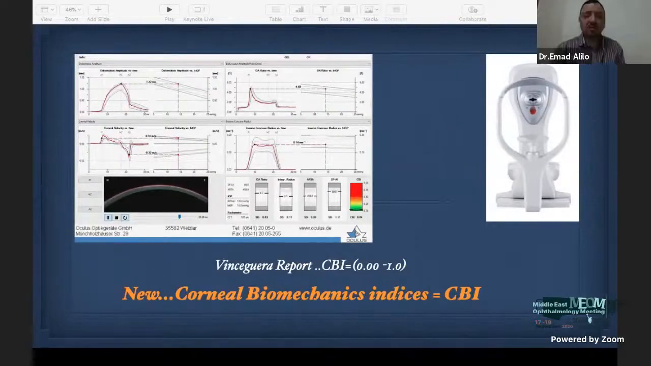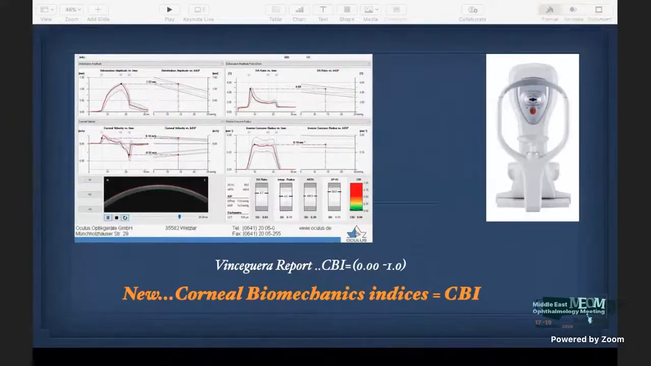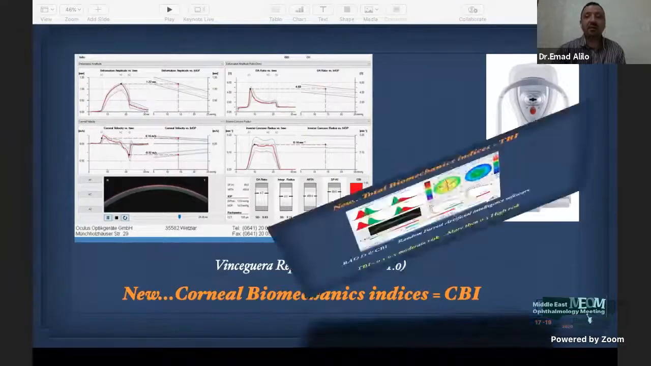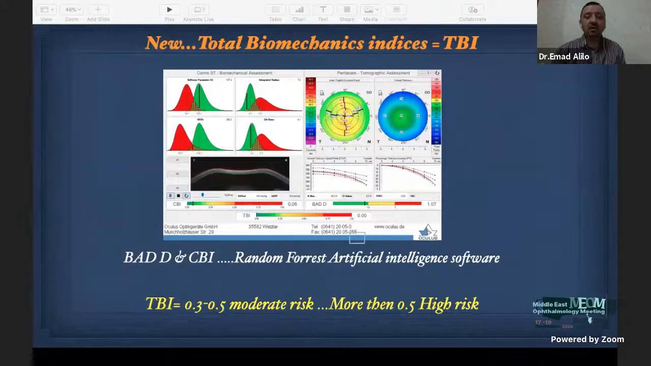Anyway, no problem. So the new corneal biomechanics index depends on studying some features or characteristics of this wave, done by Vinciguerra. That's why it came as a Vinciguerra report. And it gives a gradation from 0 to 1.0. The other new index is the total biomechanical index. It depends on combining the raw information from the BAD-D, the corneal topography, and the biomechanical index in one much more mature index called the total biomechanics index.